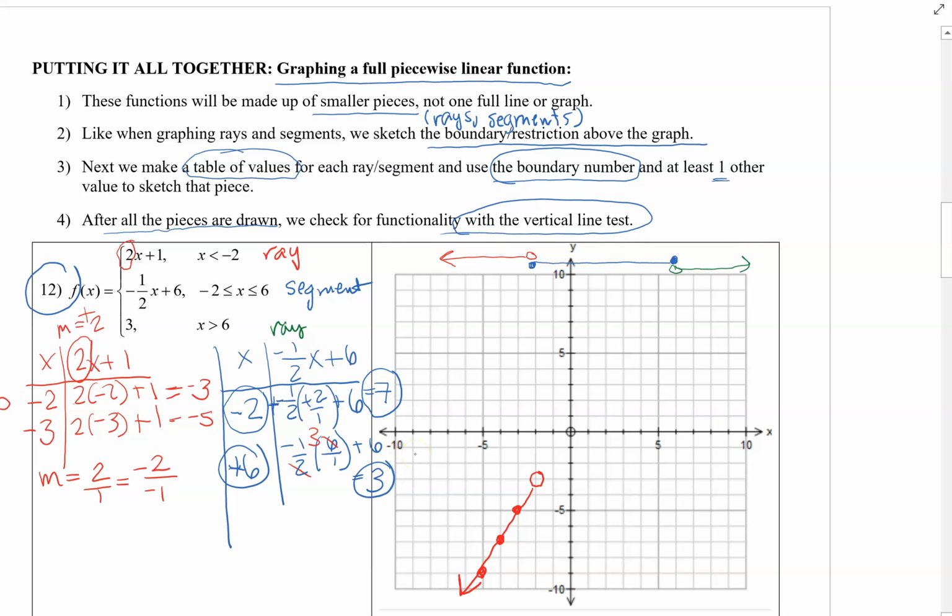So I'm going to plot those points. So here's negative 2 and 7 right there. And these are solid, right, because they have the equal sign on both boundary points. So these are solid dots. And then 6, 3. And then we just want to check, is that matching a slope of negative 1/2? It should be, right? If I go down 1 and over 2, down 1 over 2, down 1 over 2. Yes, it matched. So that's our graph for the middle part.